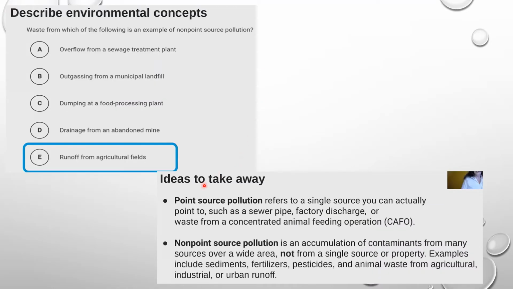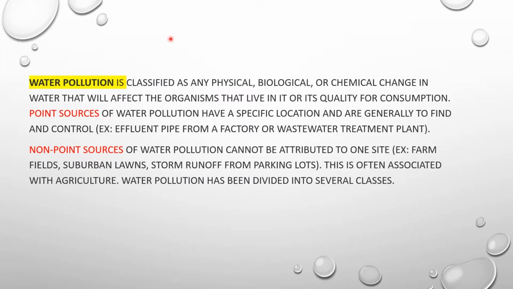Your ideas to take away are listed at the bottom, and I gave you an example question from AP Classroom. So water pollution is anything that's going to affect the organisms that live in it or whoever consumes the water. That includes us. And water can get polluted from anything physical, biological, or chemical.